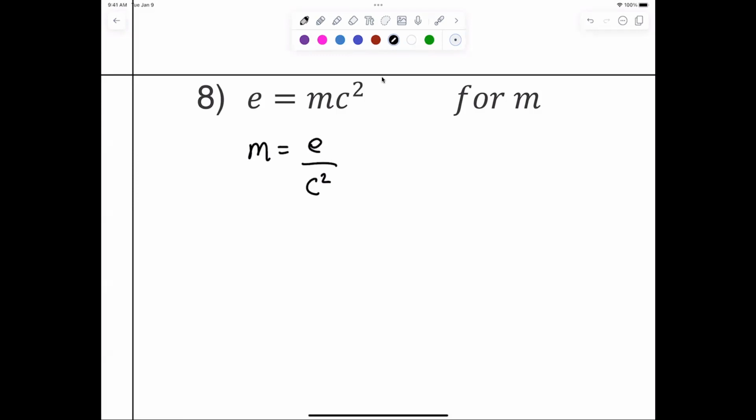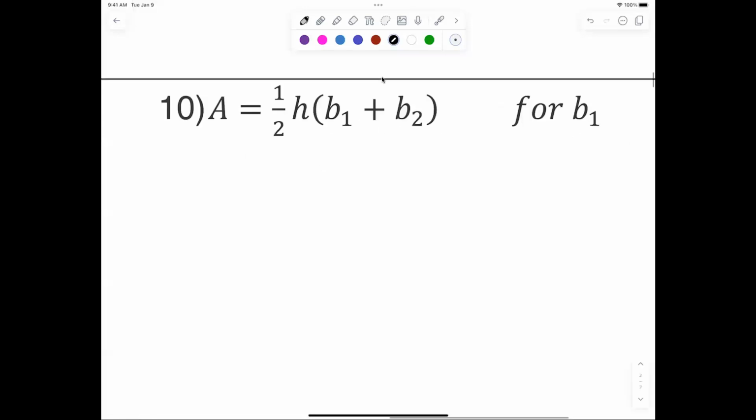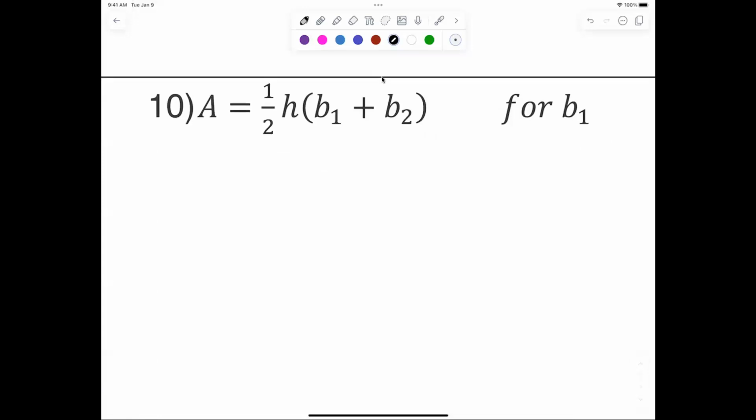All right, let's see what you're doing now. Everybody take a look at number 10. This is the formula for the area of a trapezoid. Give it a shot. What do I need to get rid of first? Let's get rid of 1/2 because it's held together with multiplication. How do I get rid of 1/2? Multiply by 2. So everybody can write down 2A equals h times base 1 plus base 2.